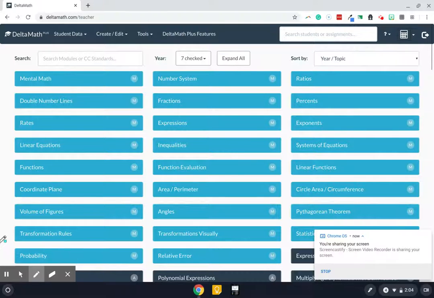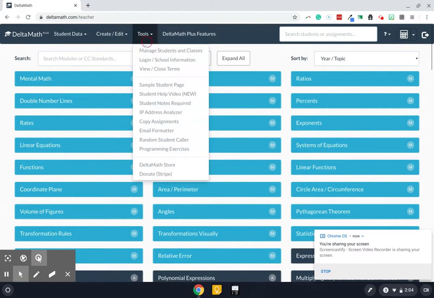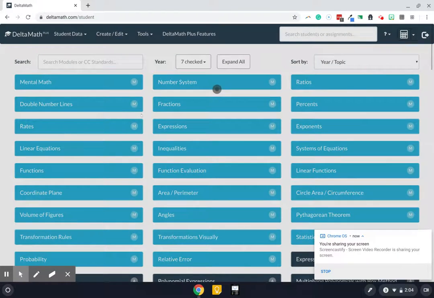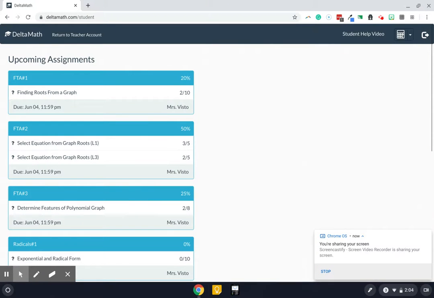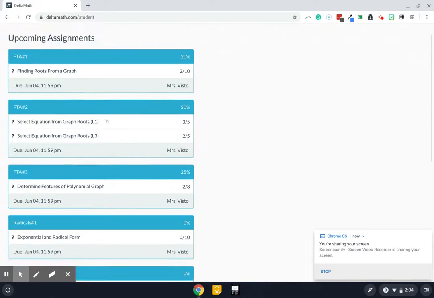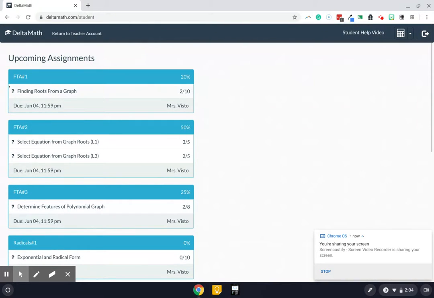Hey guys, I just want to walk you through, let me get this pulled up. I want to show you a little bit of the Delta Math that you are seeing for this new unit on radicals. So these FTA ones right here, I promise I will make those all go away. Not that they'll go away, but they'll get bumped down, because that's actually the old unit, right?